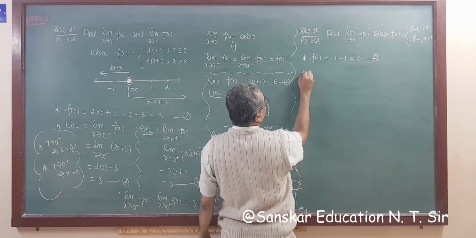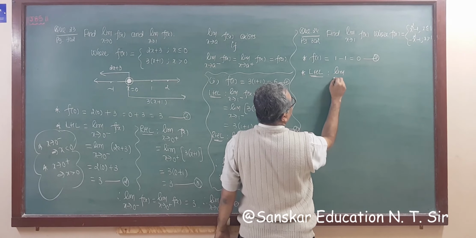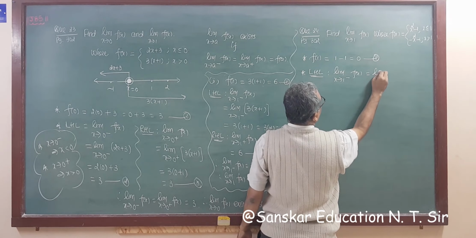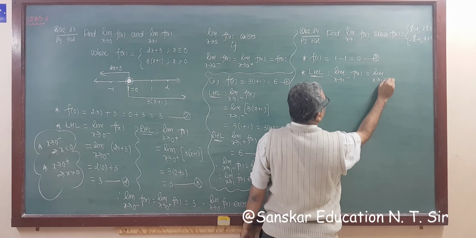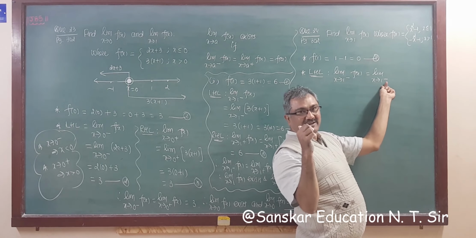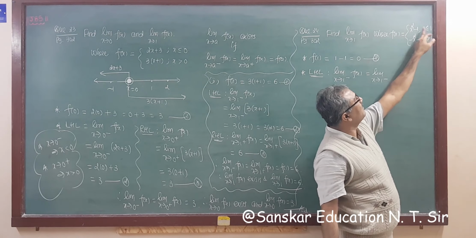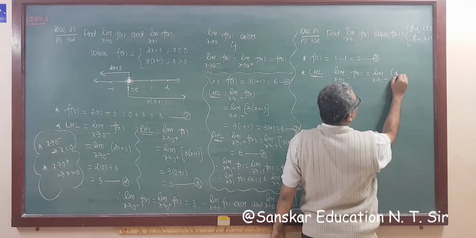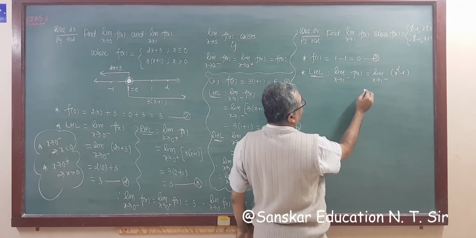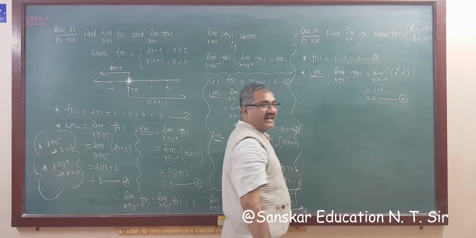Right? Now left hand side limit. So left hand side limit is limit x tends to 1 from left f of x, right, is equal to limit x tends to 1 from left. Now 1 from left, that is x less than 1. 1 from left means x less than 1, and for x less than 1 this function is defined. So this is again x square minus 1. Substituting x is equal to 1 here, we get 1 minus 1 is equal to 0. So again both are same.